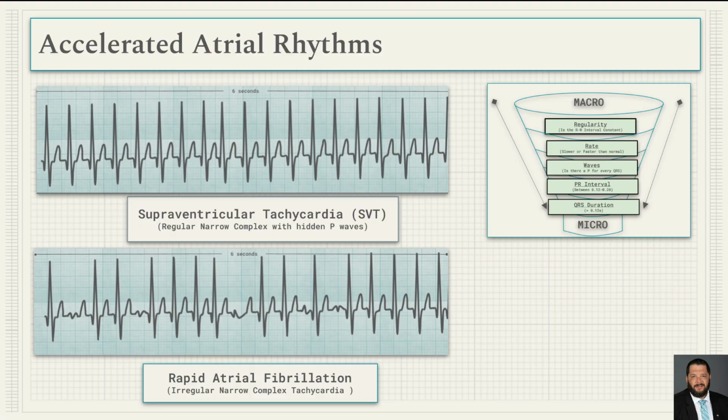We cannot discern the P wave to determine if the rate is sinus in nature or junctional nature. We can only say that it's above the ventricles because the QRS complex is narrow and the rhythm is regular overall. SVT, regular accelerated rhythm with an unidentifiable P wave. Rapid atrial fibrillation is a highly irregular accelerated rate with no discernible P waves and a chaotic baseline.